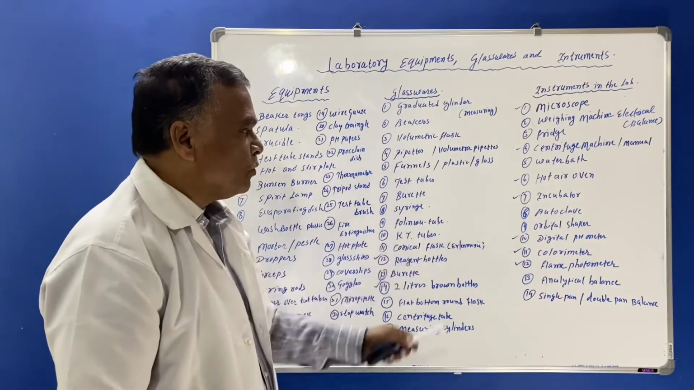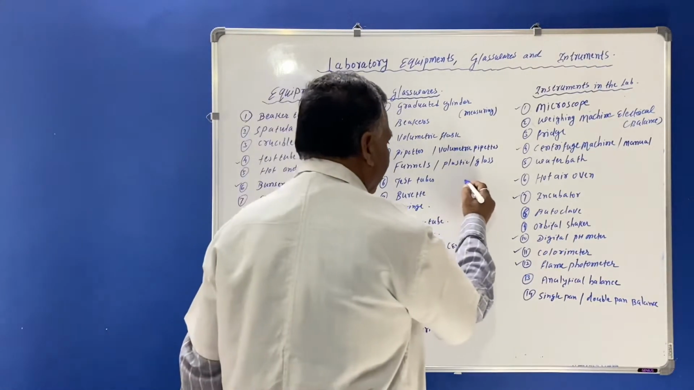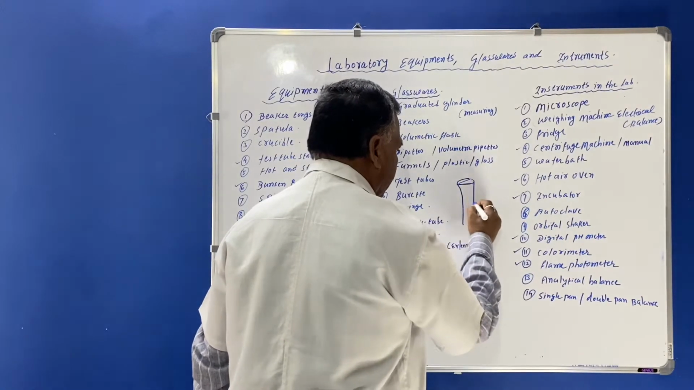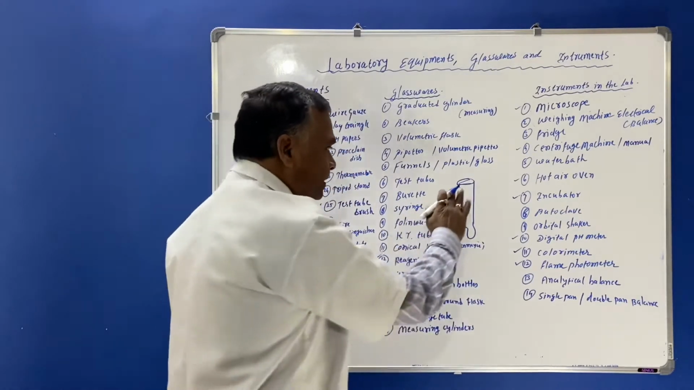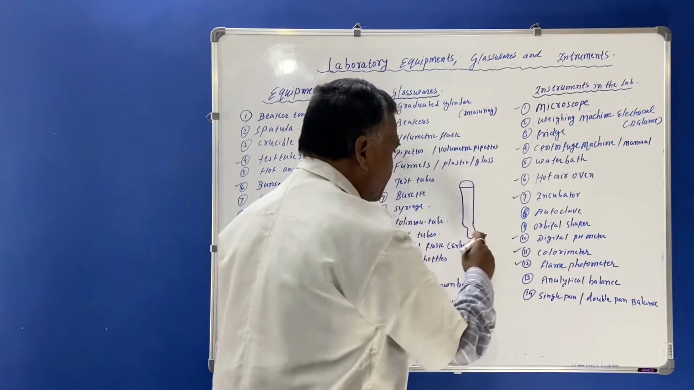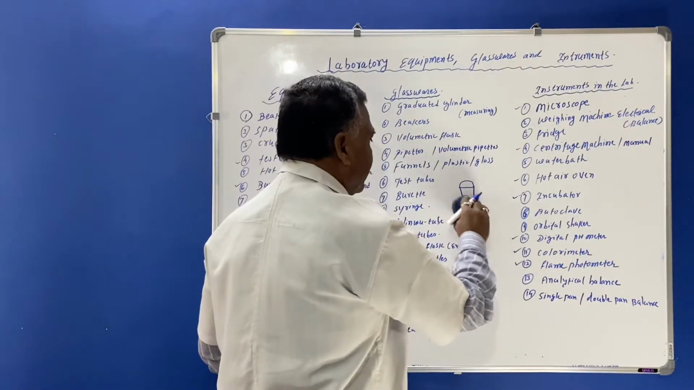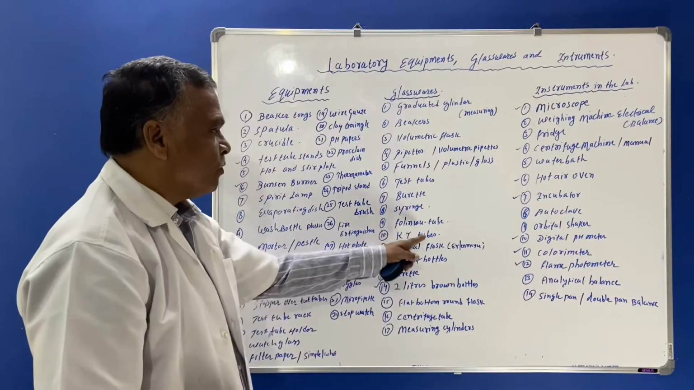Then the Folin-Wu tube is a glass apparatus generally in the biochemical laboratory, and it is used for the estimation of blood sugar level manually. So you must know Folin-Wu is the name given by the scientists Folin and Wu. Therefore it is said to be the Folin-Wu tube.